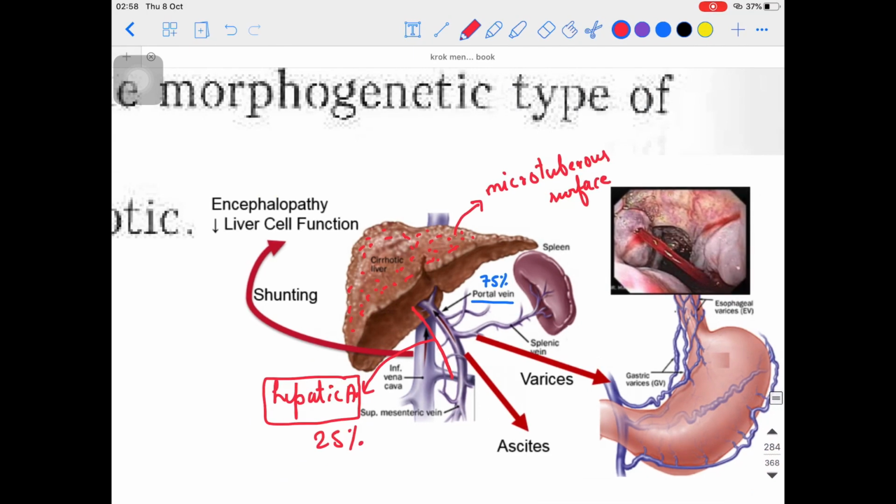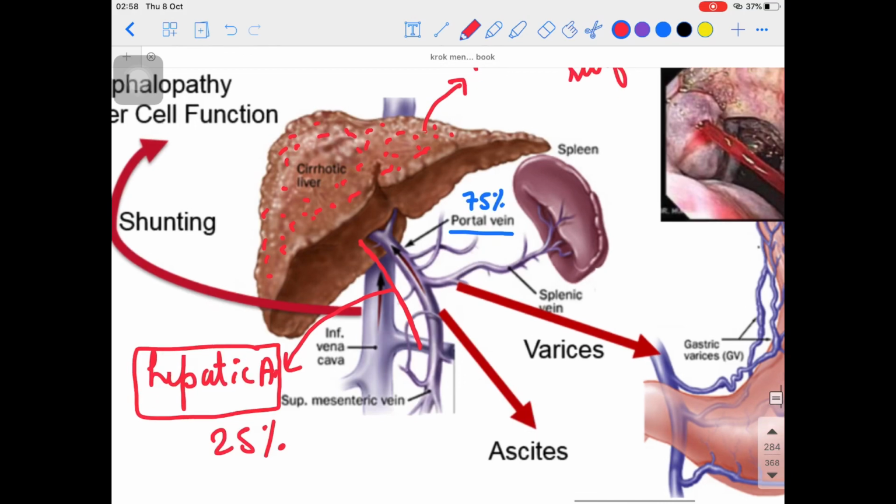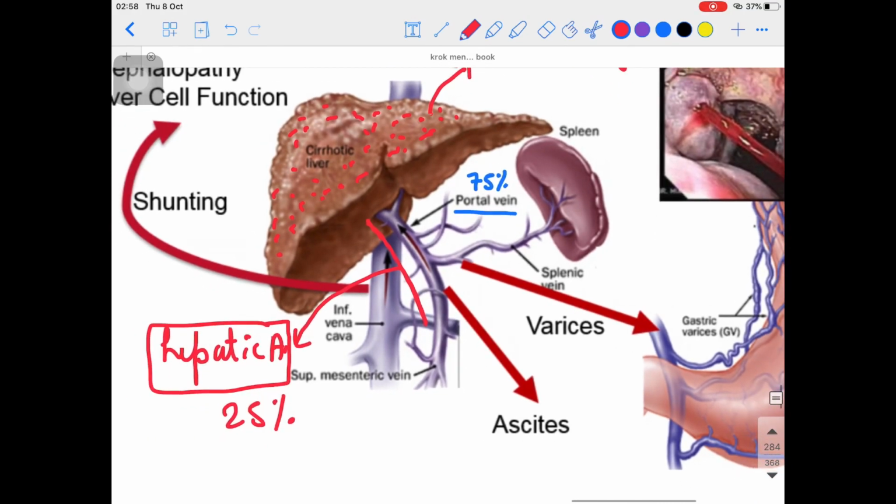Let's talk further. I said that 75% of the blood supply comes from the portal vein and 25% from the hepatic artery. Moving further, you can see the branches also. This portal vein is the bigger vein, with 75% of the blood supply. What does that mean? That means it is carrying blood from several organs. That's why it has that much blood supply.